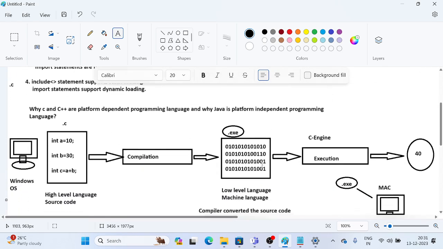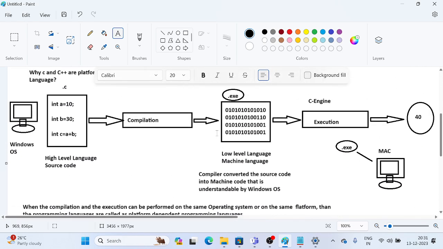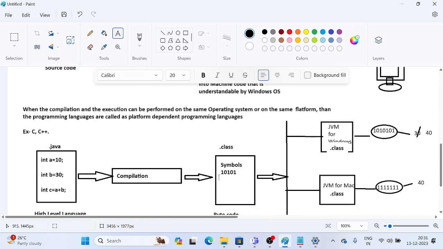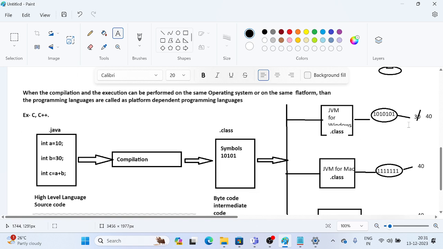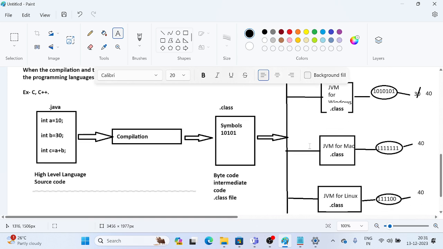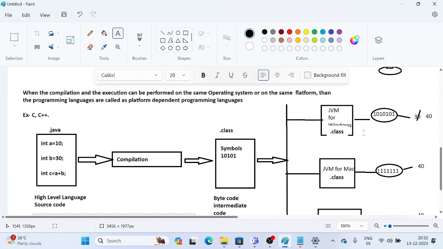If you compare these two diagrams, the major comparison starts from after the compilation phase. The machine language is directly generated in the C or C++ programming language, whereas in Java, instead of generating the machine language directly, the file is actually getting converted to a .class file, and this .class file is sent to the JVM.